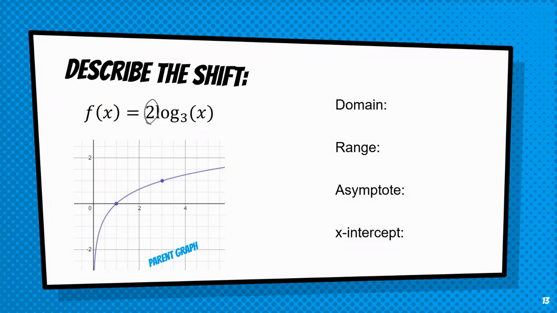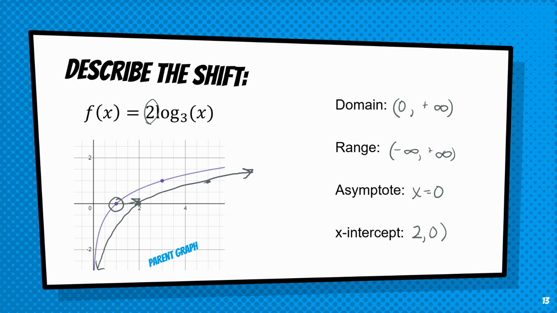This one we're multiplying by 2, which means that we have a stretch. Okay, so the asymptote is still the same, x equals 0. The range is still the same, negative infinity to positive infinity. The domain is still the same, 0 to positive infinity. But everything's going to stretch by 2. So we're going to have something along those lines. Again, don't judge my graphing. The x-intercept, instead of being at 1, 0, is now at 2, 0. Okay.